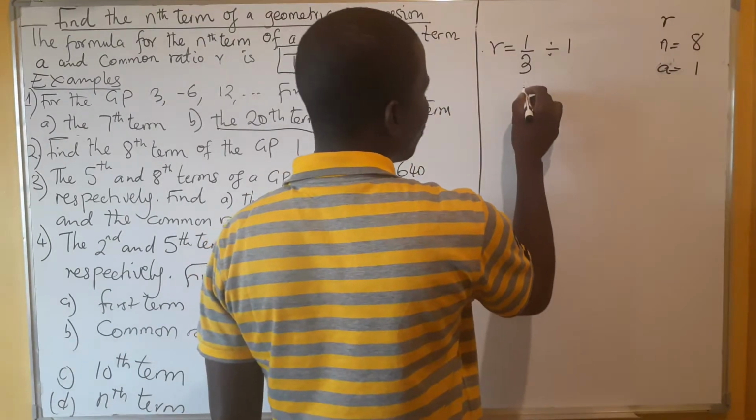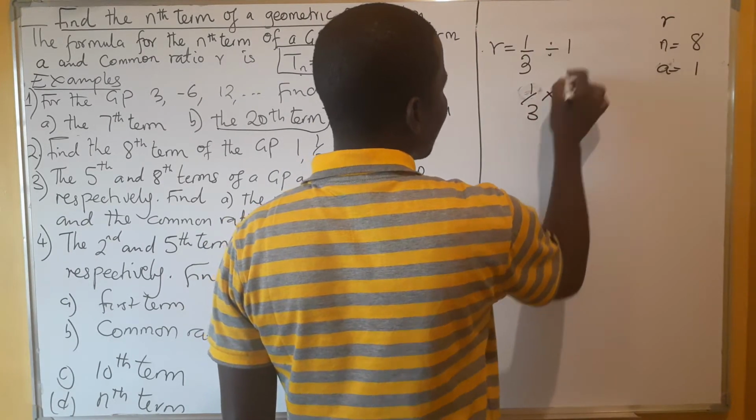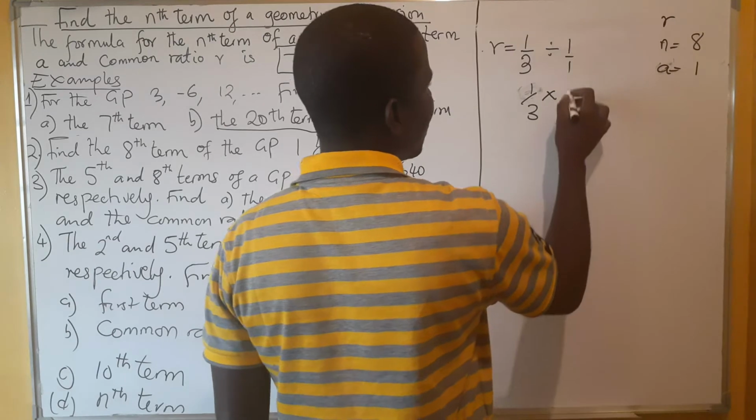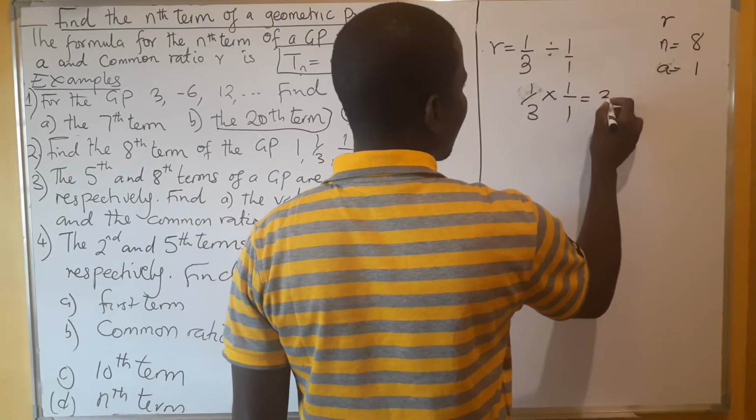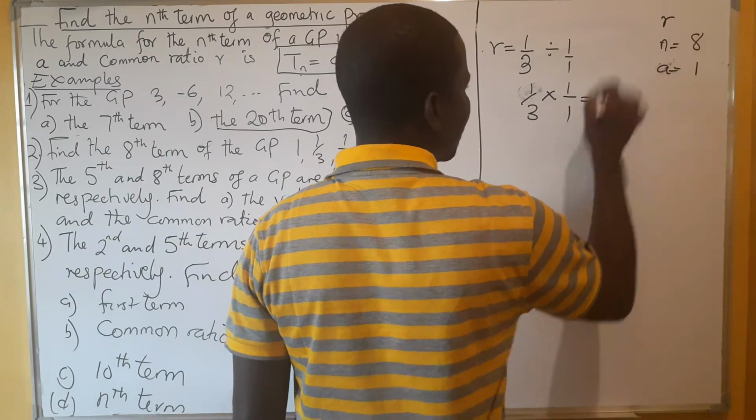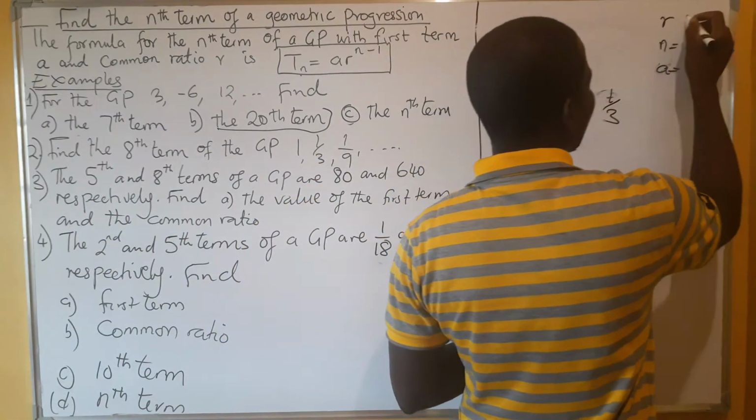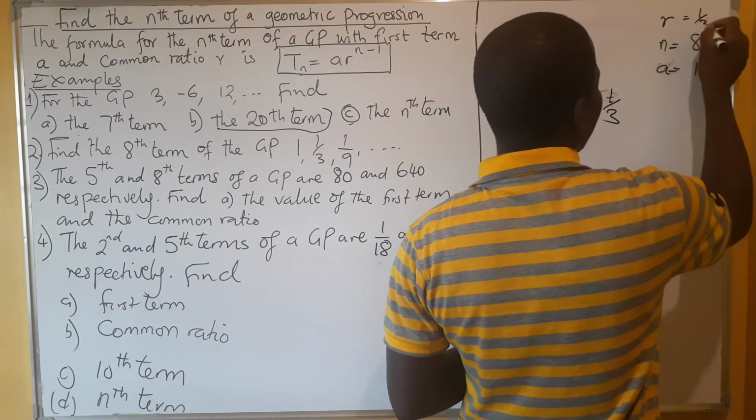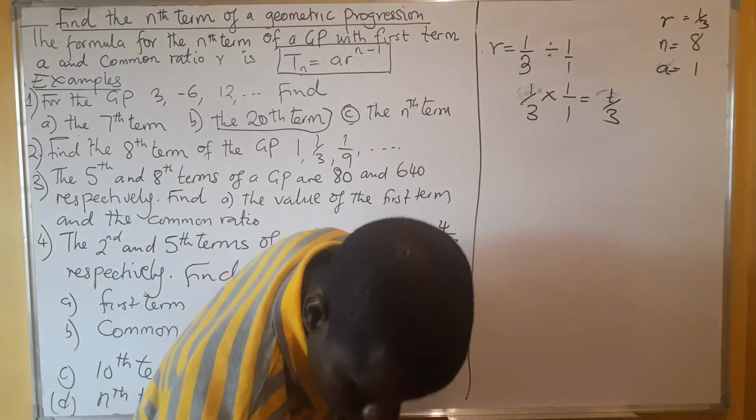Now, you know how we divide fractions? We divide fractions by multiplying. Of course, this is 1 over 1. It will still be 1 over 1. So it will give us 1 over 3. 1 over 3 is going to be our common ratio, and that is what I'm going to put here.